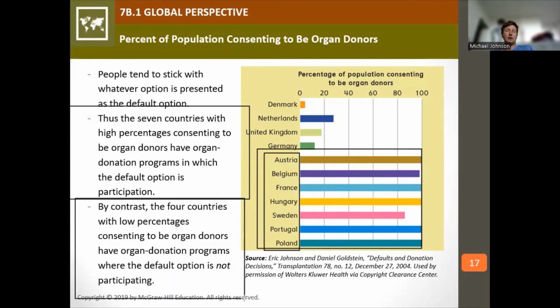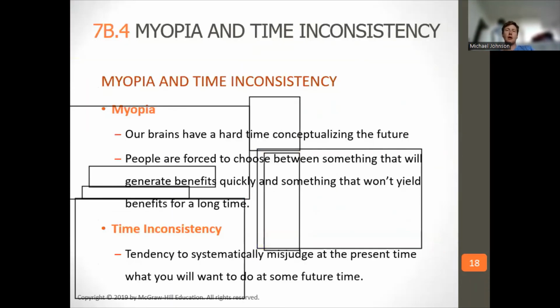By contrast, the 4 countries with low percentages consenting to be organ donors have organ donation programs where the default option is not participating. So it's good to have the default option of participation. This is really good to have high participation values. That's a good behavioral economics trick that they use there.